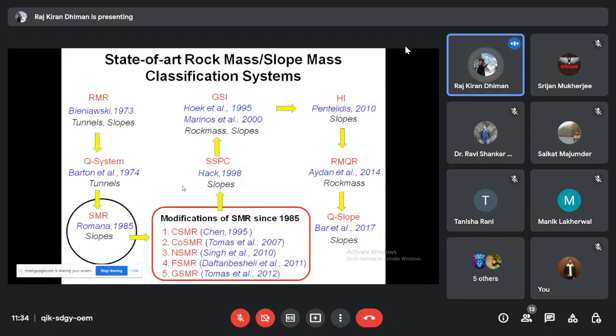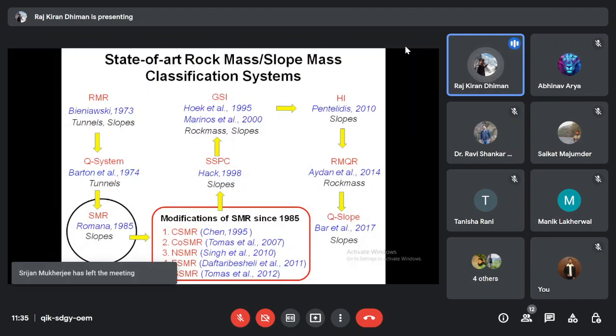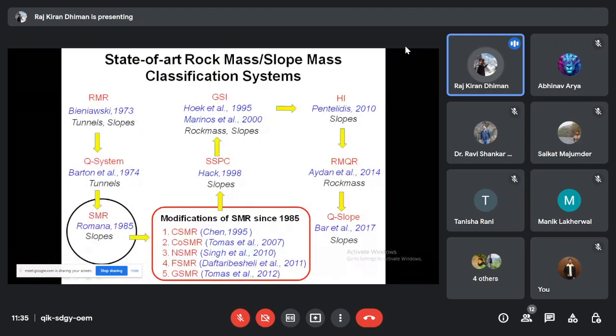Okay. In 2007, there was a modified version of Q system, which is called Q slope. So Q slope is used for slopes, but Q system is used for tunnels. See, there are many classification systems, so it is up to the investigator, what is his observation and where he is working. If he's working in tunnels, if he's working in slopes, if he's working in the mining environment. So there are some mining classification systems also. So accordingly he has to choose a classification system.